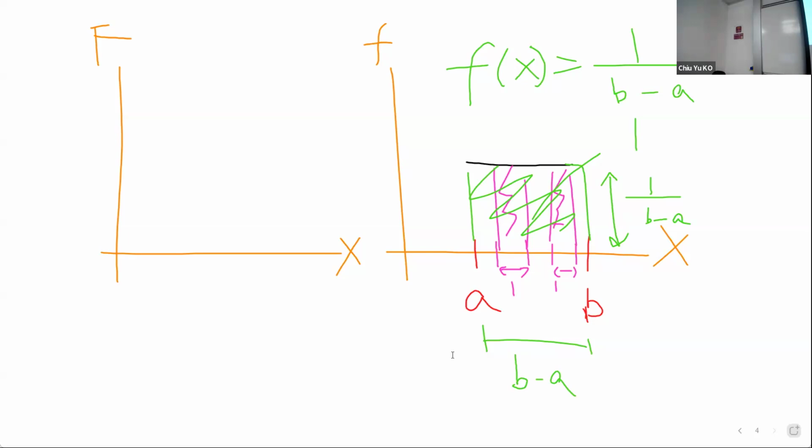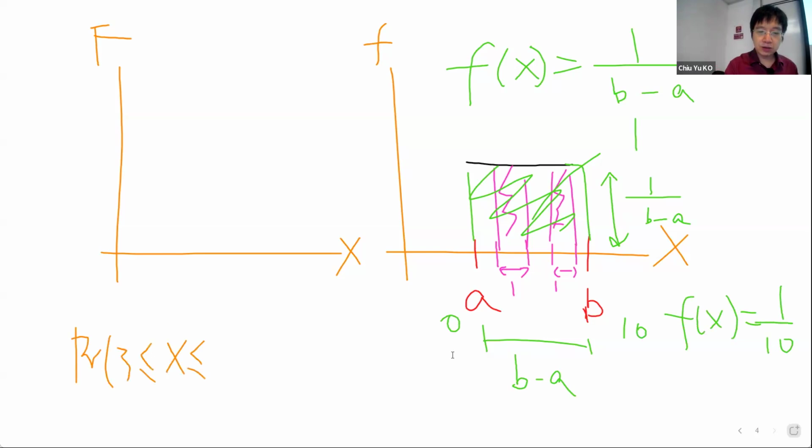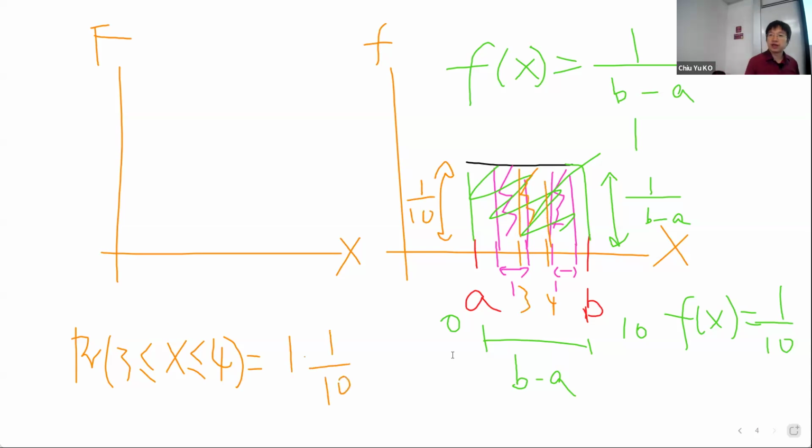So suppose, to make it easier, A is 0 and B is 10, right? In this particular case, f of x is 1 over 10. So suppose you ask, what's the probability that x is between, say, 3 and 4? Then 3 to 4 will be just like this, and the height will be 1 over 10. So the area is a rectangle. The base is 1, the height is 1 over 10, and that's it. It's 1 over 10.